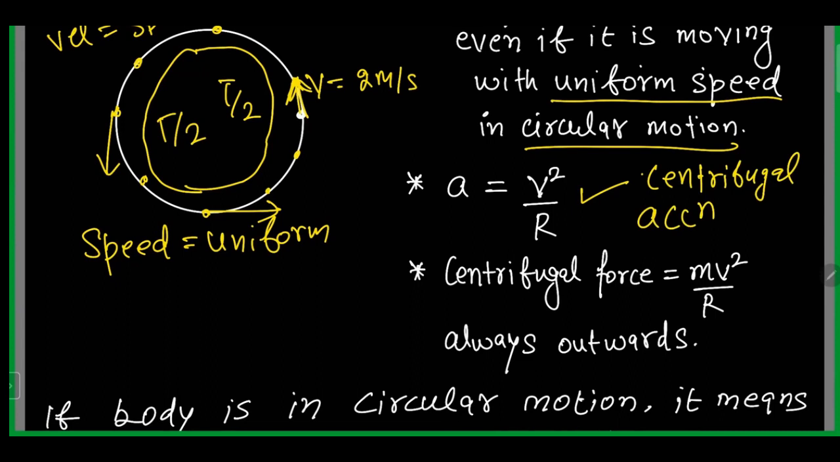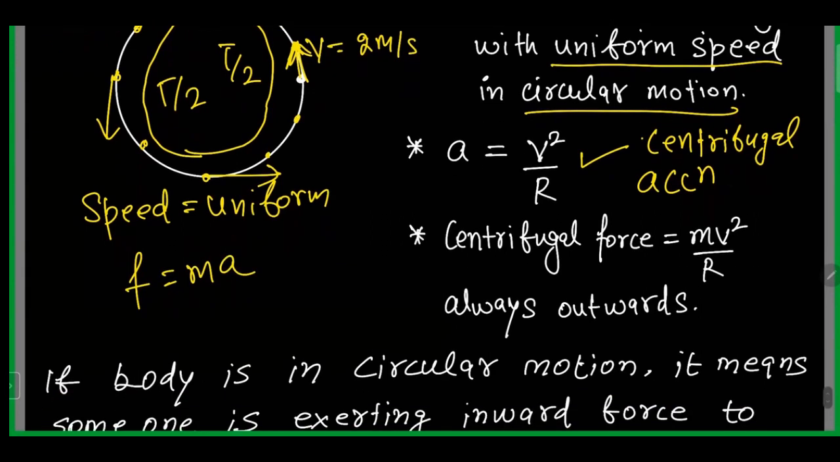Centrifugal acceleration is v square by r. R is the radius of the circular orbit and v is the speed of your body in circular motion. If there is acceleration, it means there is force. Force is mass times acceleration. So what will be the centrifugal force? That is mv square by r. I just multiply acceleration with mass, and I get mv square by r.